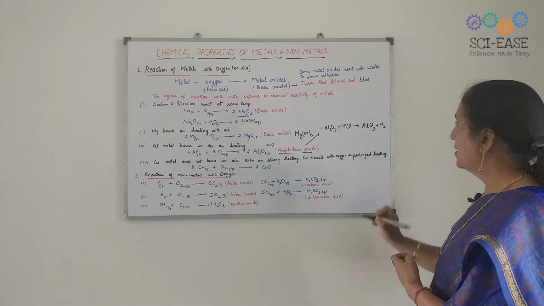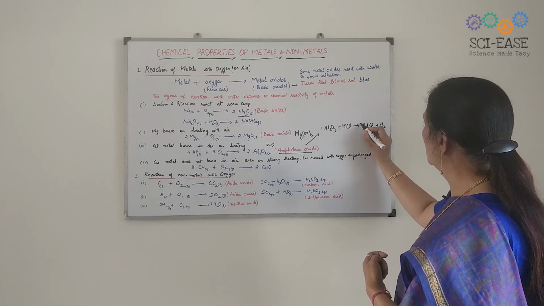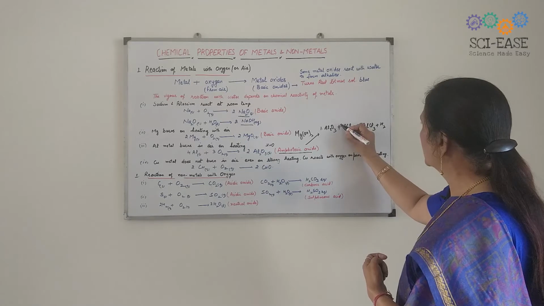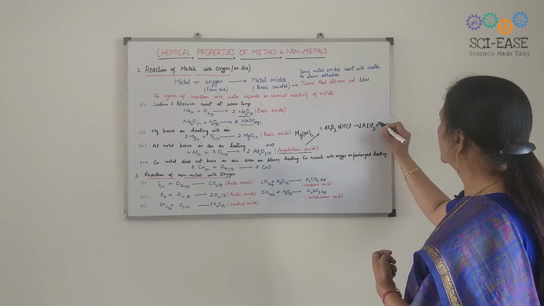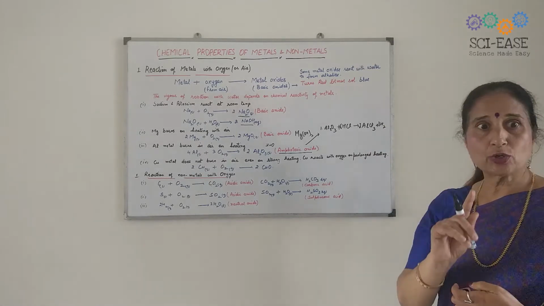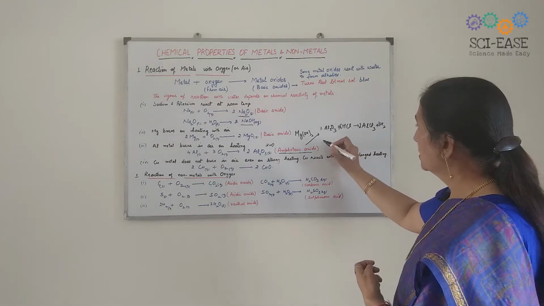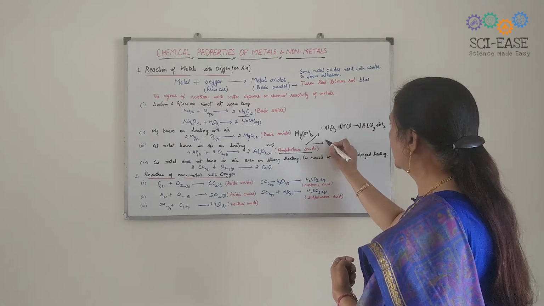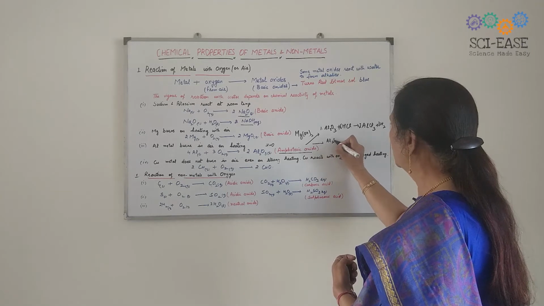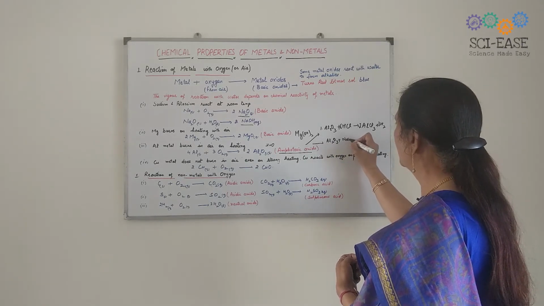Okay, so you are to balance it. It is 2, here it is 6, how many? Here it is 3. The equation should be balanced, I have told you. Now it can react with alkali also.